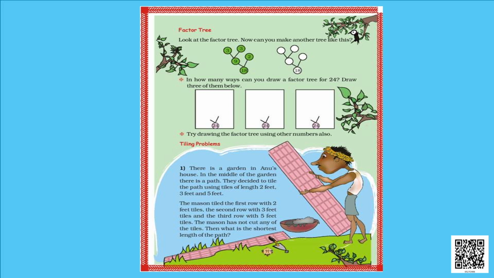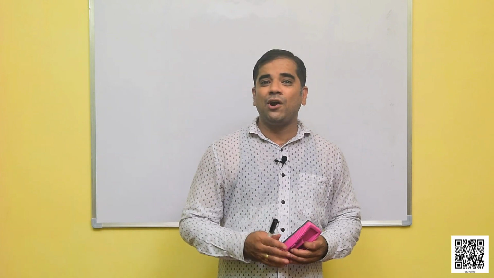As given in your book, you have a factor tree of 18 and you can go through it and fill in the blanks and find out the factor tree for 24. I hope you can very well do this now, isn't it? Okay, students, let us solve some problems from your book.